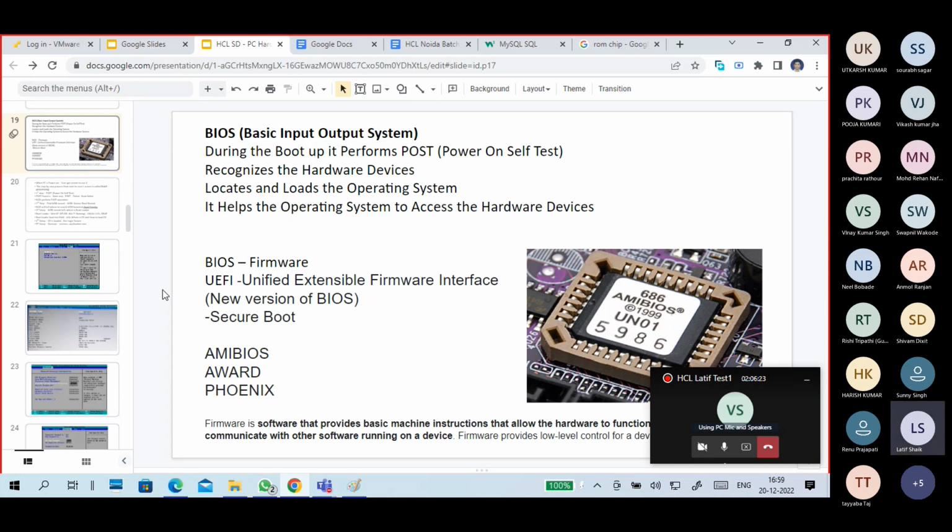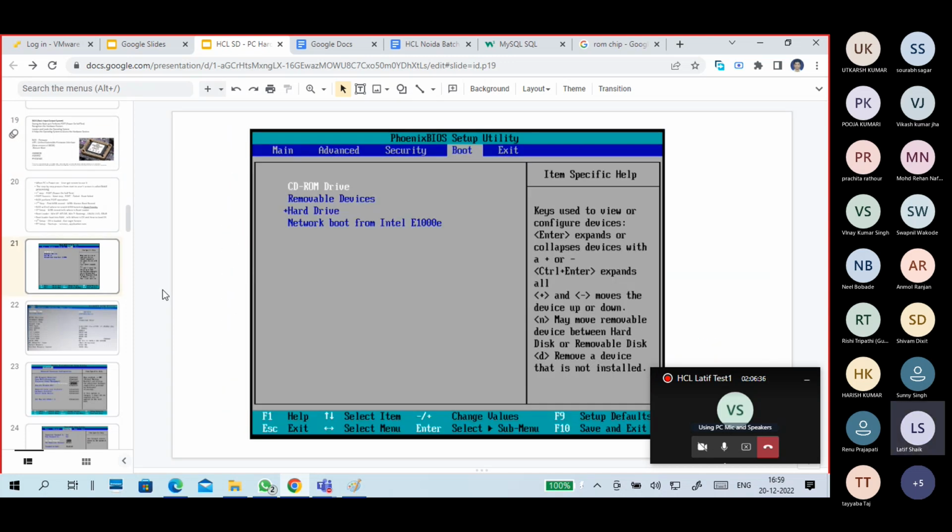UEFI is also the same as a BIOS, guys. It is a newer version of the BIOS. It stands for Unified Extensible Firmware Interface. Different manufacturers are manufacturing this BIOS. If you see, this is a Phoenix BIOS.